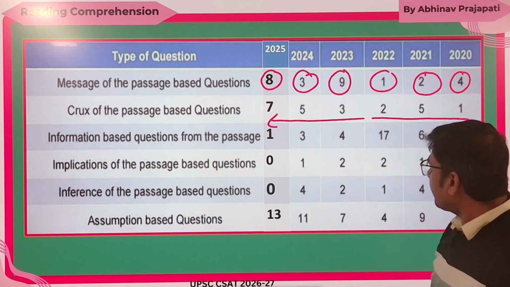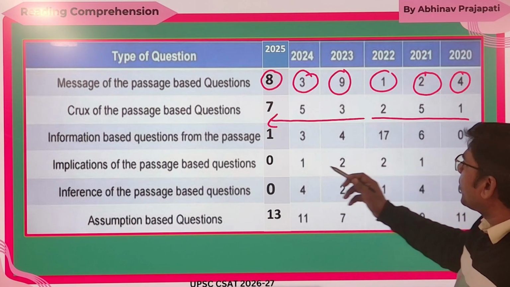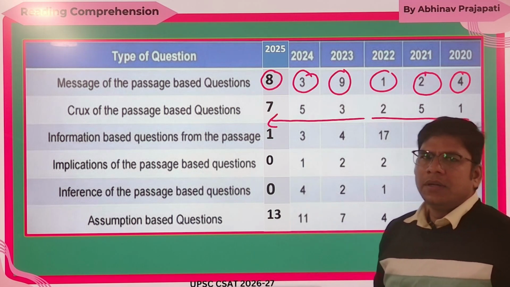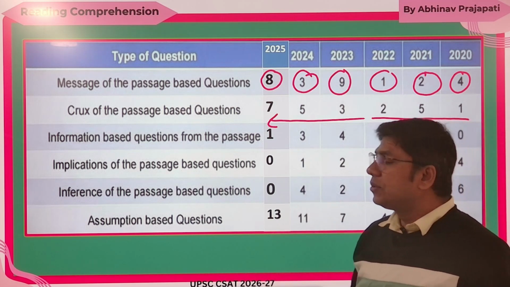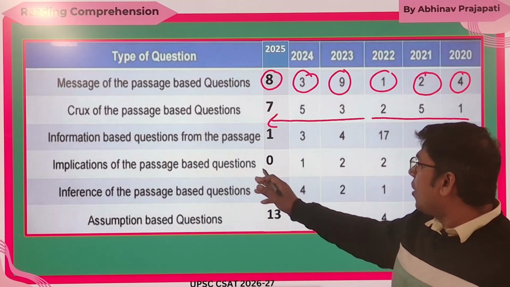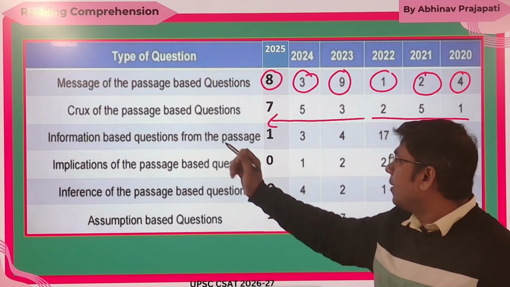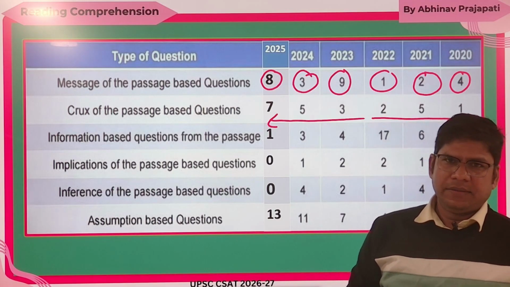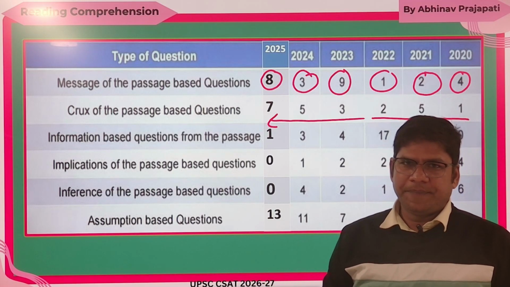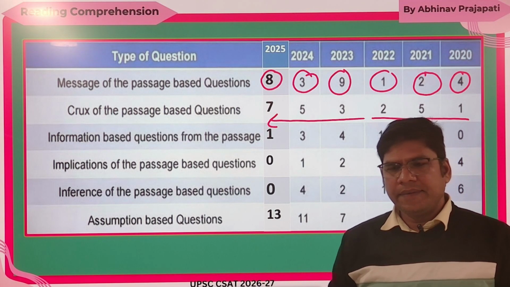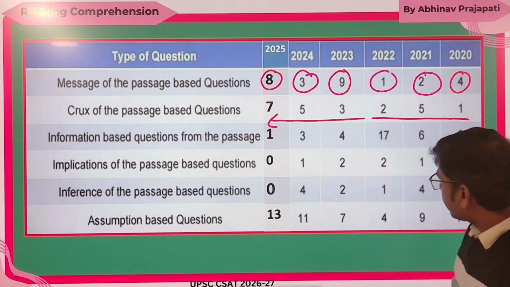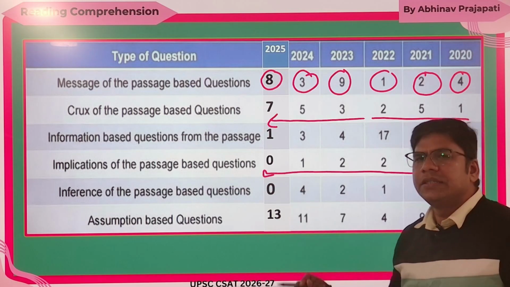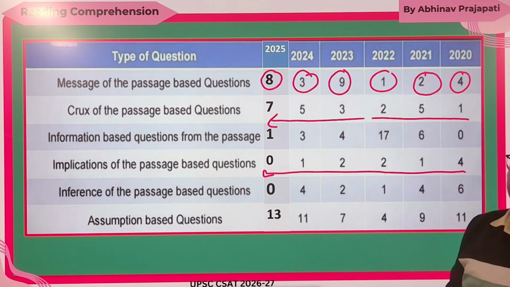So the importance of direct questions is decreasing slowly. Don't mind, no one can guarantee how many questions will be there from information-based in 2026. The UPSC exam has uncertainty, very uncertain things. Nothing can be guaranteed, everything is uncertain. If you see implication-based questions, every year there were 1 to 2 questions, but in 25 there was no question based on implication.